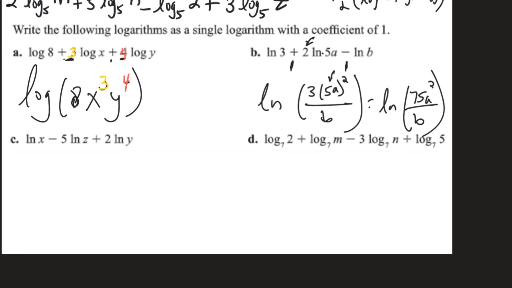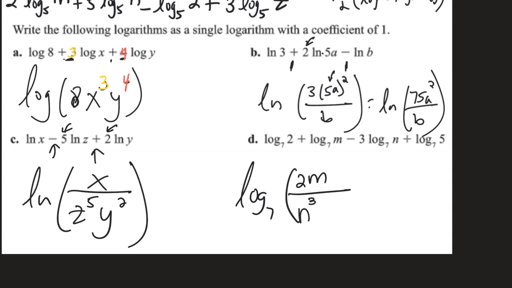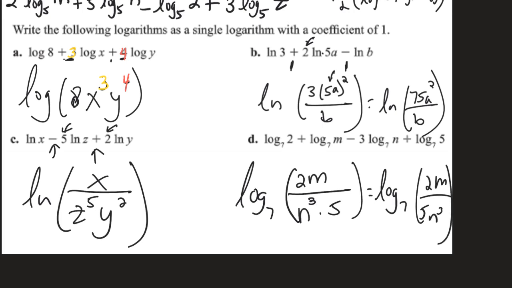Okay, for C, I have dividing, I have multiplying, I have a power, another power. So I have natural log, open parentheses, x divided by z to the 5th times y squared. And D, I have log base 7 of 2 times m over n cubed times 5, which is weird because I like to put that 5 out front, so I'm actually going to rewrite this. 2m over 5n cubed. There we go. Beautiful.